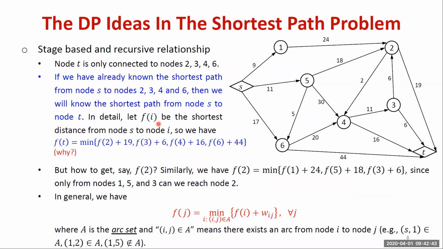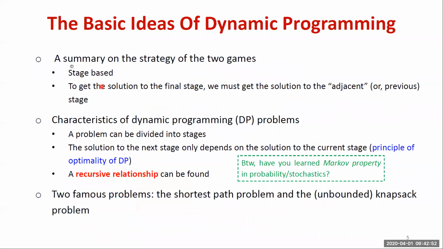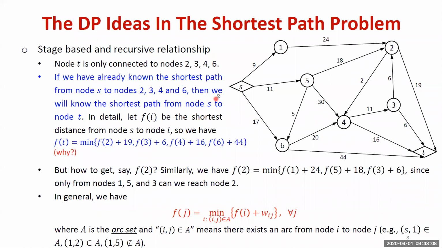Okay, so first of all, I want to introduce some very basic notations and ideas. Let's go to the characteristics here. First, a problem can be divided into stages. Second, the solution to the next stage only depends on the solution to the current stage, and hence we can get a recursive formula. Let's see whether it's correct in terms of the shortest path.